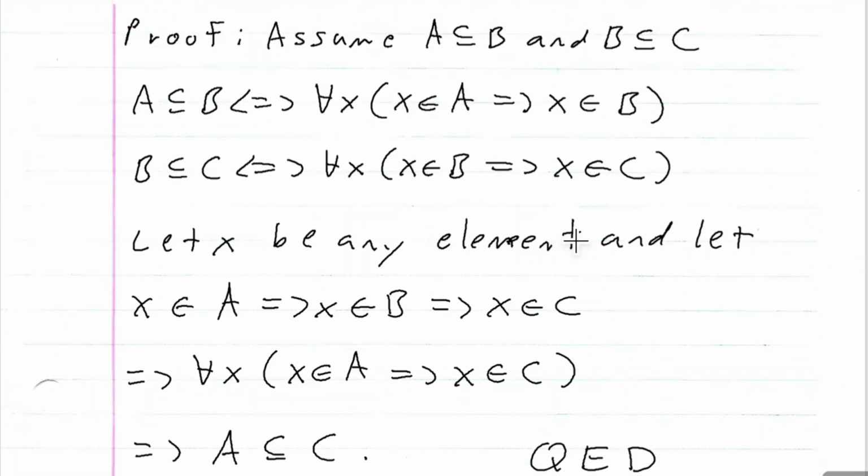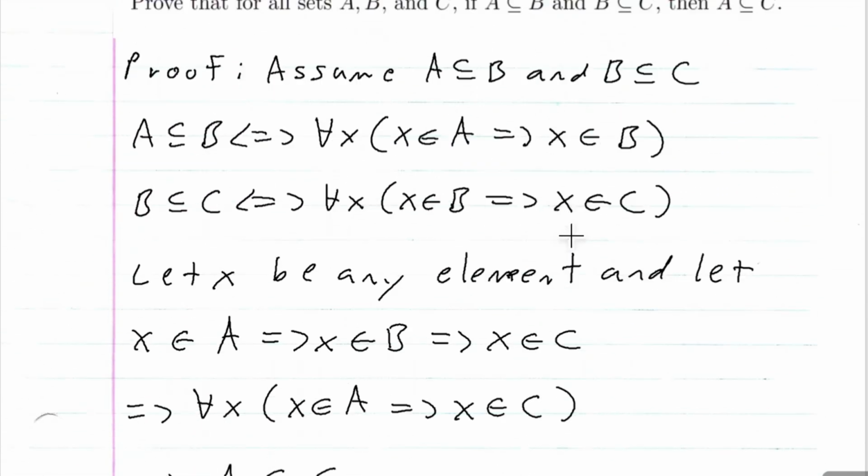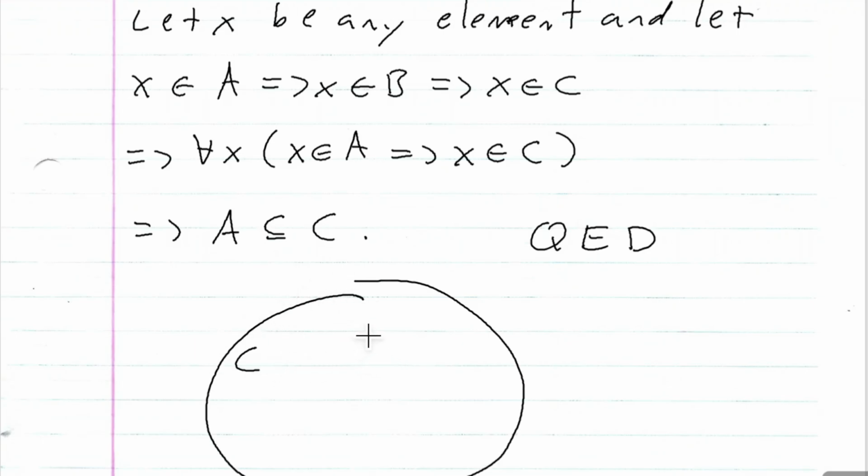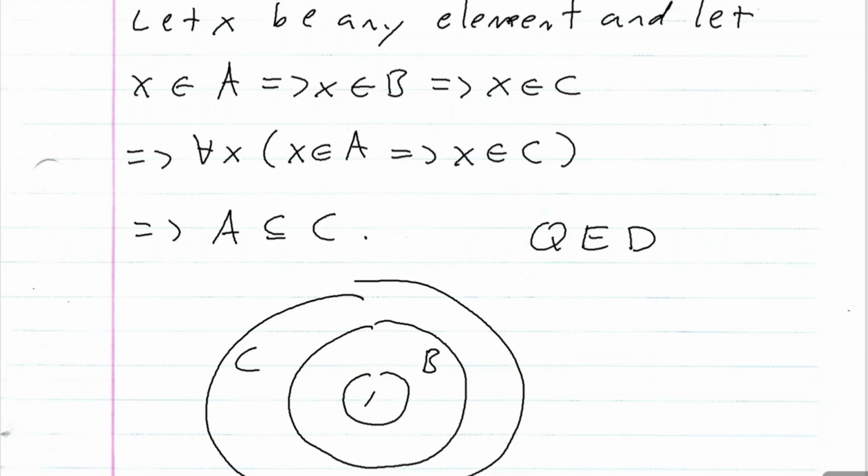And of course, if we were to draw a diagram of what is going on here, it'd be even more clear, right? We have this big set C, then we have this smaller set B, and then we have this smaller set A, right? Notice that A is a subset of B, right? And every element possible in A is also in B.